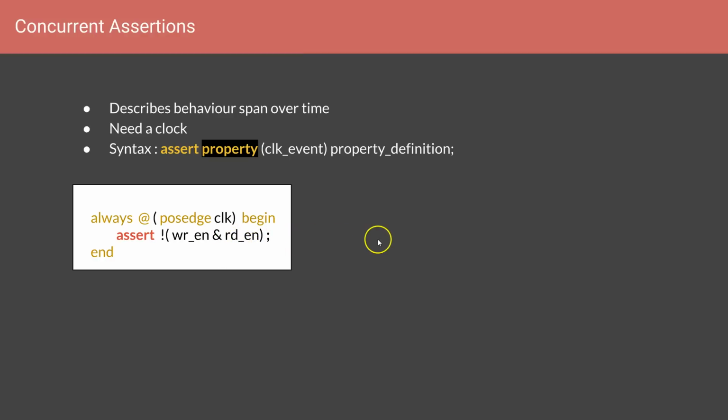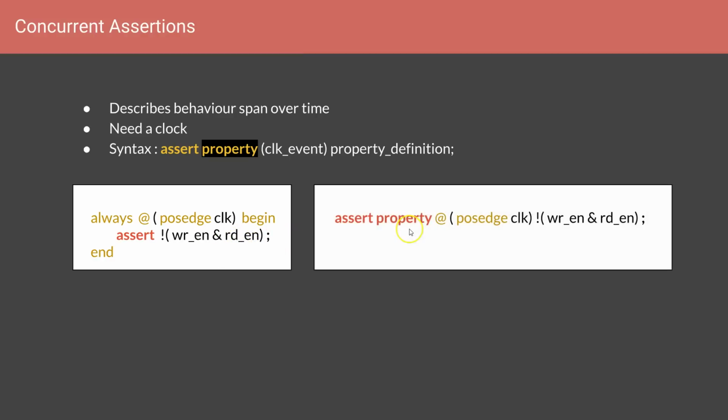The equivalent concurrent assertion is written in this way. You will not write it within an always block. You will just write it outside the always block but within the module scope. You also use the property keyword along with the assert keyword. So: assert property at the passage of clock, not write enable and read enable. The syntax is that you write the clocking event for this property within brackets, then you define the property appropriately, followed by a semicolon.